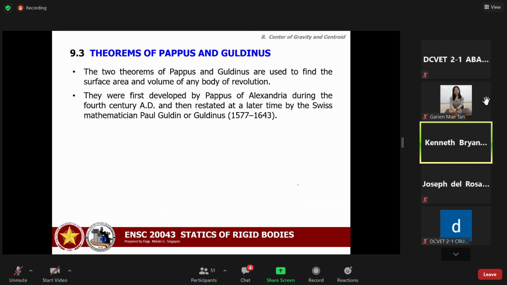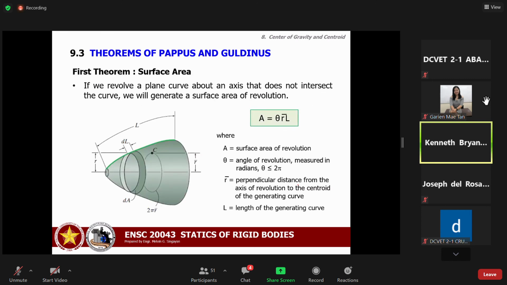Okay, so 9.3, theorems of Pappus and Guldinus. The two theorems of Pappus and Guldinus are used to find the surface area and volume of any body of revolution. They were first developed by Pappus of Alexandria during the 4th century AD, and then related to the mathematician Paul Guldin or Guldinus. So two theorems of Pappus and Guldinus, and the first theorem is the surface area.